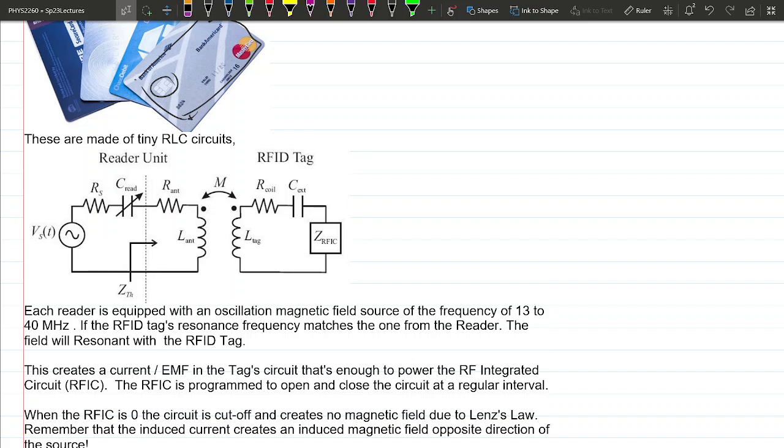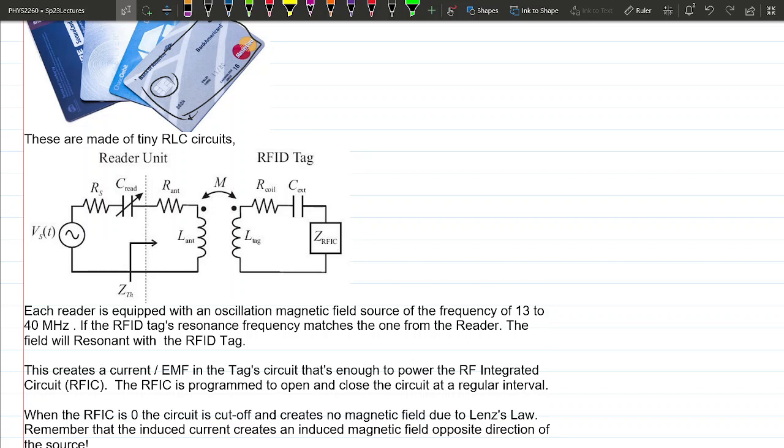And an RFID reader, just like that little green thing right there, needs power, so it has some sort of voltage source, okay? And it has a resistor, a capacitor, and an inductor in it. This R here is the resistance of the antenna. It's there to dampen the energy so you don't break the thing when you run it at resonance too much. Inside that green box there's a frequency that's changing all the time, going up from 13 megahertz to 40 megahertz.